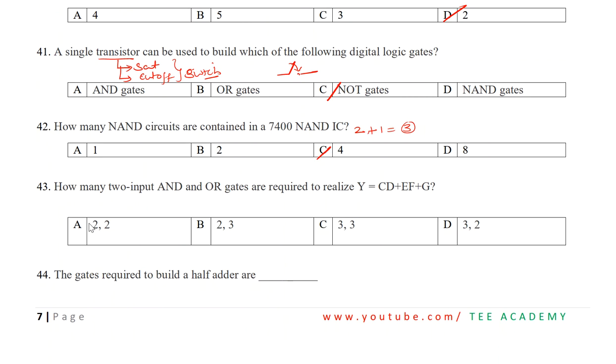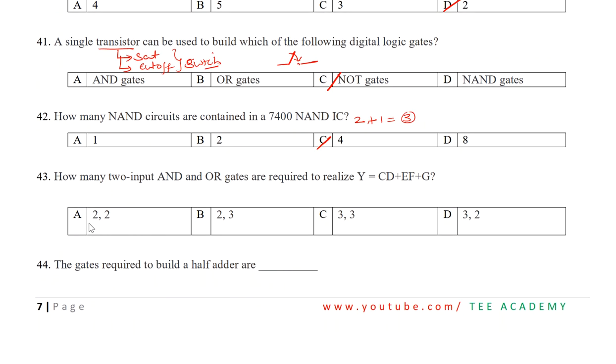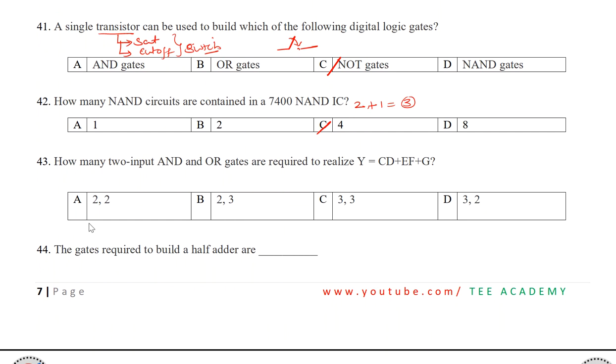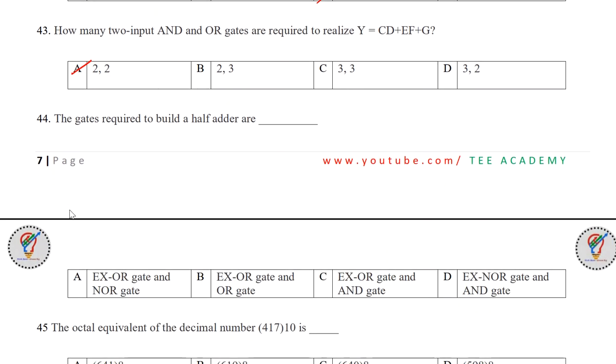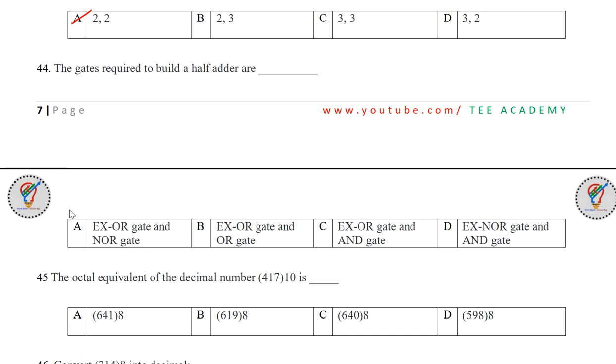Next one, how many two-input AND and OR gates are required to realize this function? So it is 2 and 2 here. Next one, the gates required to build a half adder are: to build a half adder we require an XOR gate and an AND gate here. The XOR outputs the sum of the two input bits, whereas the AND gate outputs the carry of the two input bits here.